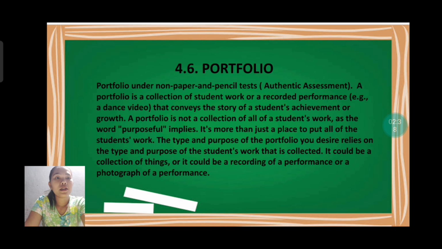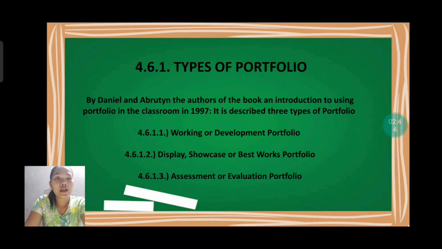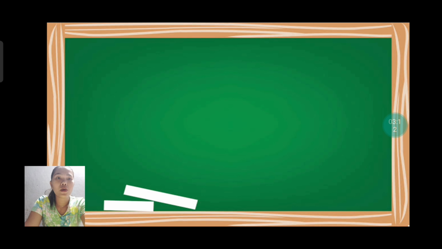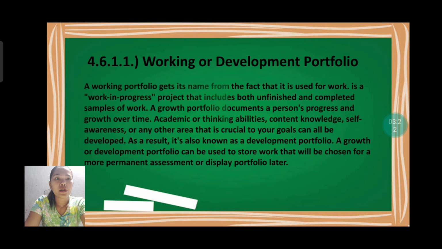So next here are the types of portfolio. So by Danielson and Abrutyn, the authors of the book An Introduction to Using Portfolios in the Classroom in 1997, it is described three types of portfolio. First is working or development portfolio. Second is display, showcase, or best work portfolio. Third is assessment or evaluation portfolio. So the first one is working or development portfolio. So what is working or development portfolio?